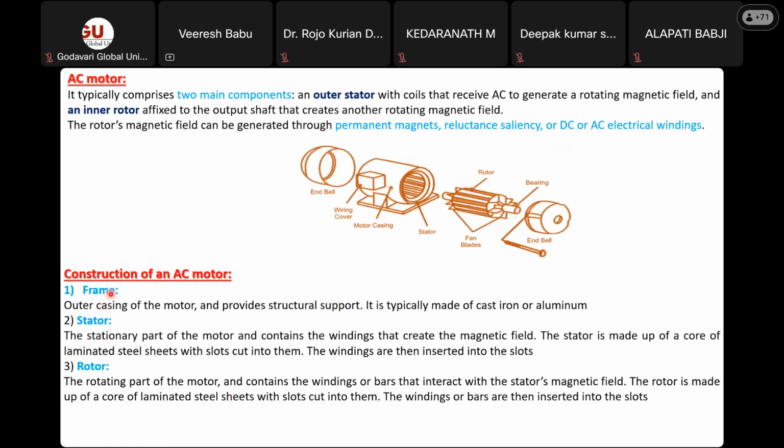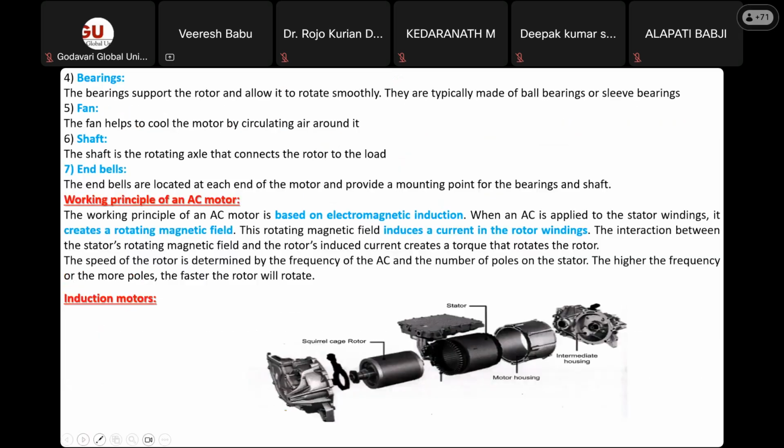The construction looks like this. They have the frame, stator, the rotor, bearings, fan, shaft, and end bells. The working principle is just like what we discussed in the DC motor. The working principle of an AC motor is based on electromagnetic induction, which we discussed.